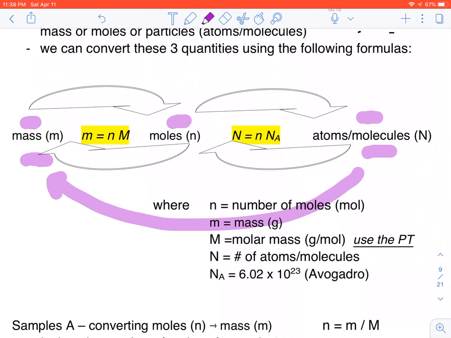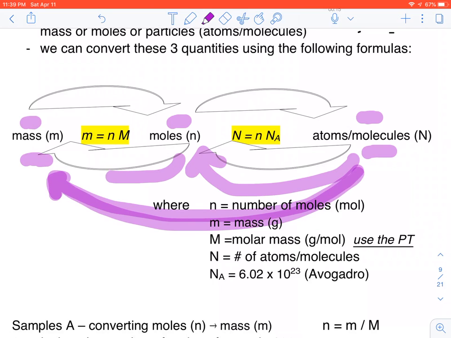If I said I've got 3 times 10 to the 25 molecules of KCl, how many moles is that? You could do a calculation. If I said I've got 4.2 moles of KCl, what's the mass? You could do the calculation. But if I said you've got this many molecules, what is the mass? There's no way to jump from here all the way to here in one step. I've actually got a step 1, step 2. So I'm going to start here by converting my number of molecules into my number of moles.